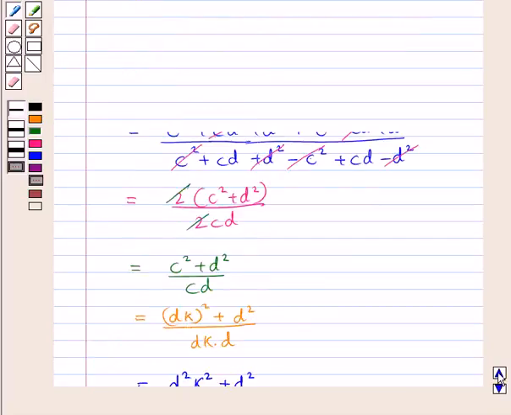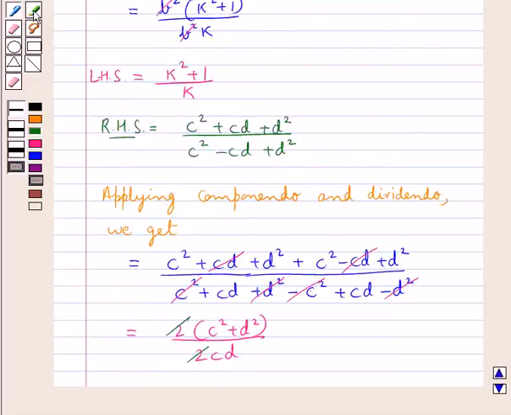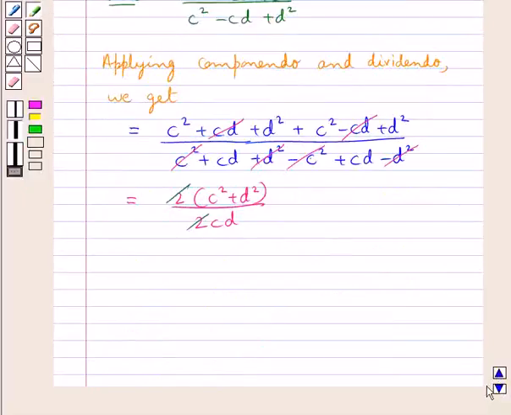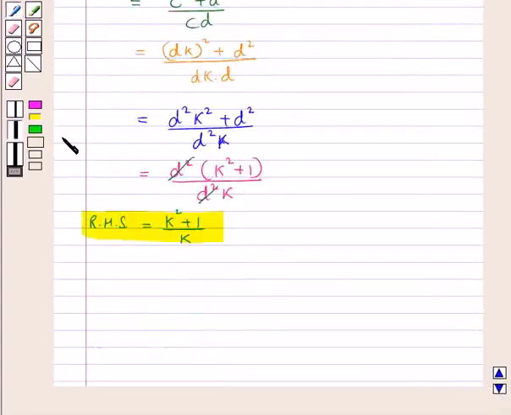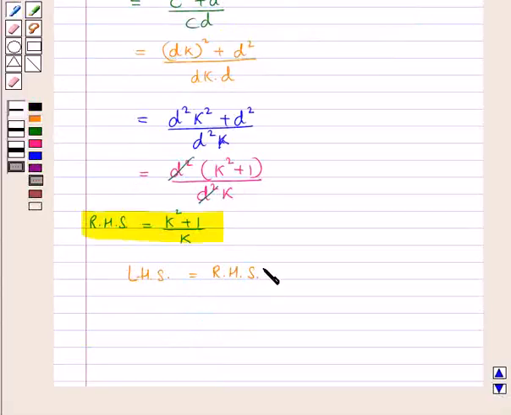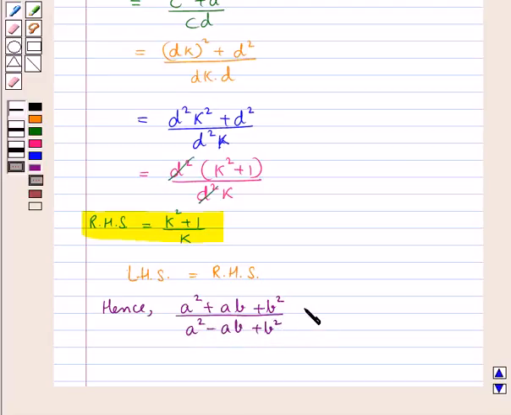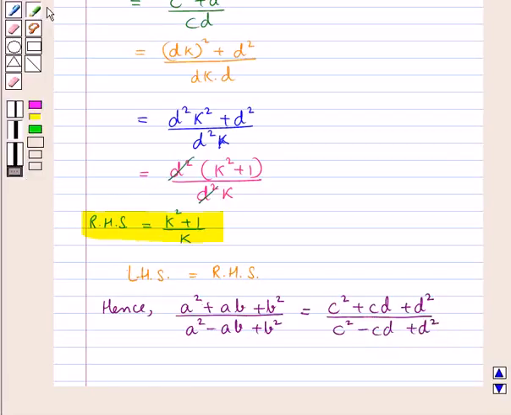So we find that LHS and the RHS are equal, that is K square plus 1 upon K. So, we have the LHS is equal to the RHS. Hence, finally we get A square plus AB plus B square, and this whole upon A square minus AB plus B square is equal to C square plus CD plus D square, this whole upon C square minus CD plus D square. This is what we were supposed to prove.